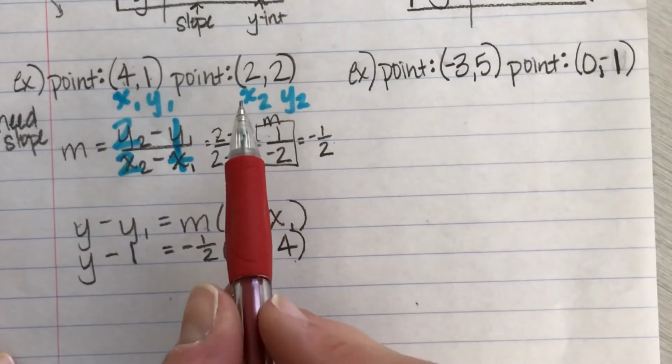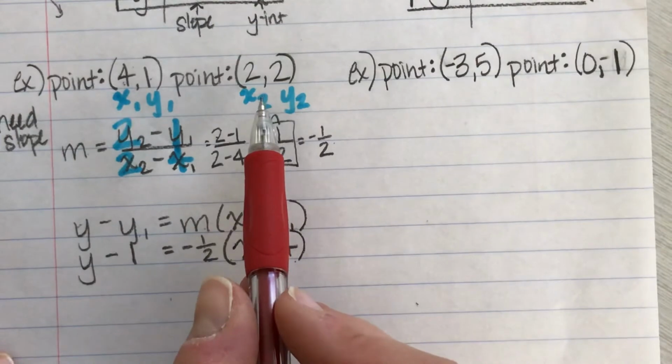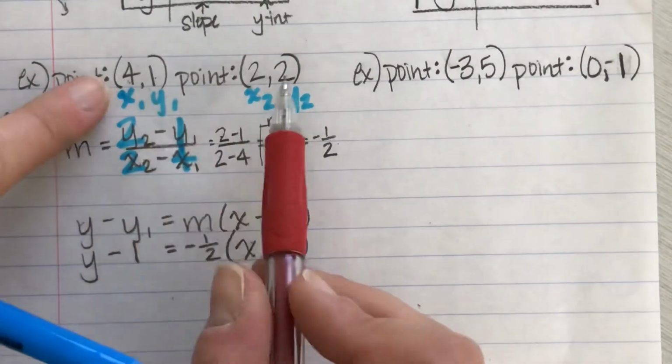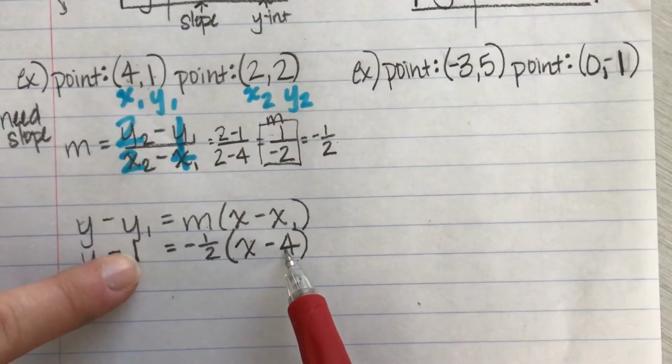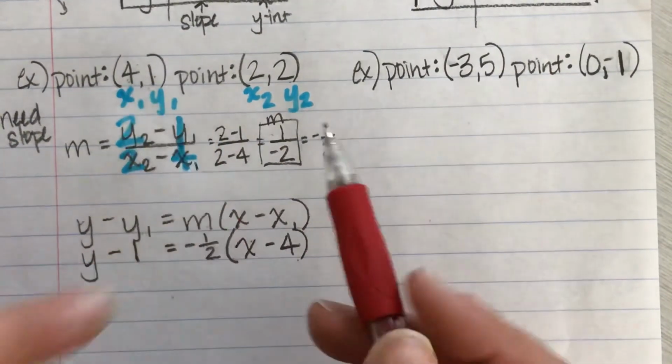I could have used x2 and y2. Actually, it should work out the same. Just be careful that you're not using from 2 different points. You've got to use from the same point when you plug in down here. So the 4 and the 1, I've got to use those.